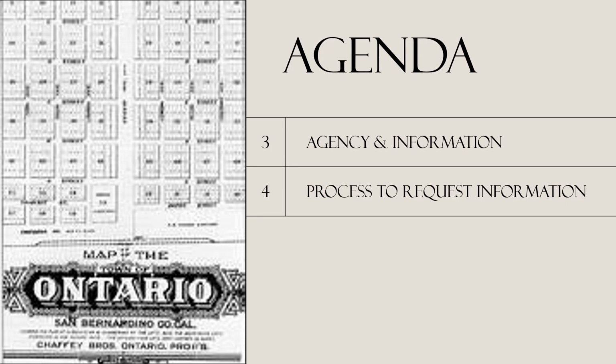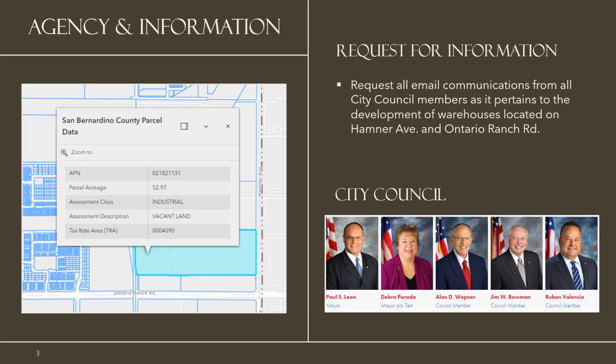In this presentation, I am going to review the agency which I selected and the information that I am requesting, and then discuss the process to request the information. The agency I selected is the city that I live in, which is the city of Ontario, California. And the information that I am requesting is regarding development activities that are happening nearby my residence, specifically warehouse developments.